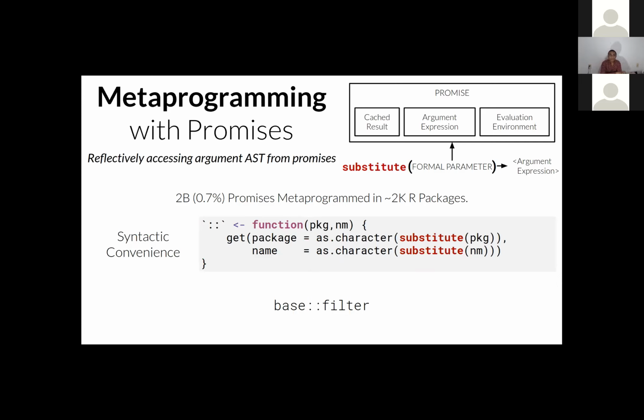The other use of metaprogramming in R is syntactic convenience. So R defines the double-colon operator, which is used to specify the fully qualified name of an object. So we can write base::filter to access the filter name from the base namespace. And the definition of this operator is as follows: it takes two arguments, package and name. Then the package and the name symbol are extracted using the substitute function and converted into a string using as.character. And then the get function is reflectively used to access that variable binding from that namespace. So these were the two most common uses of metaprogramming in our code base.